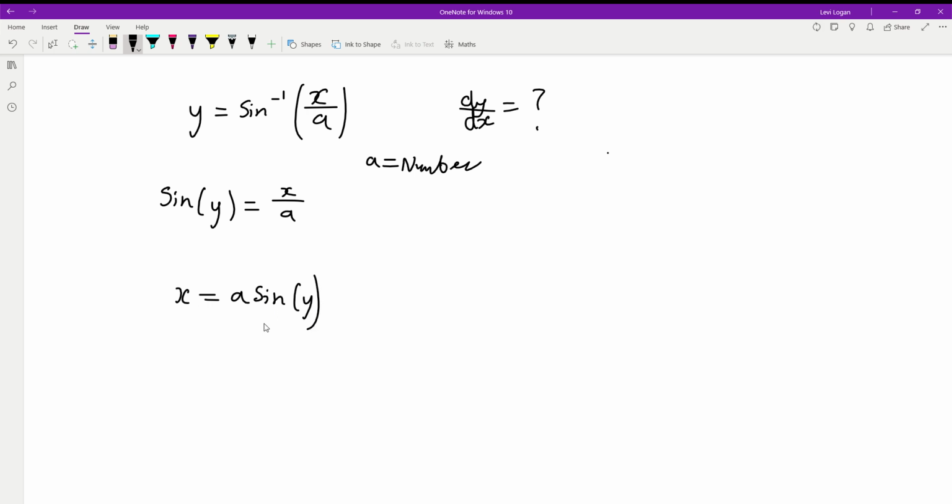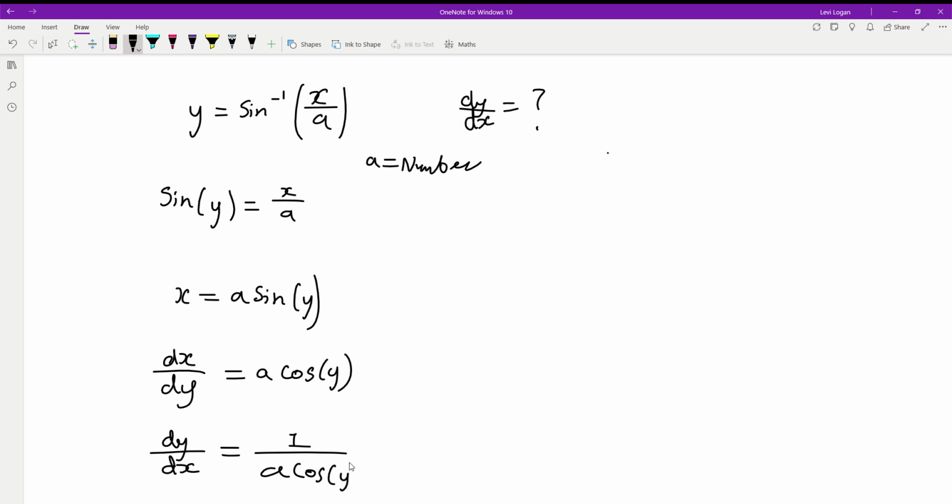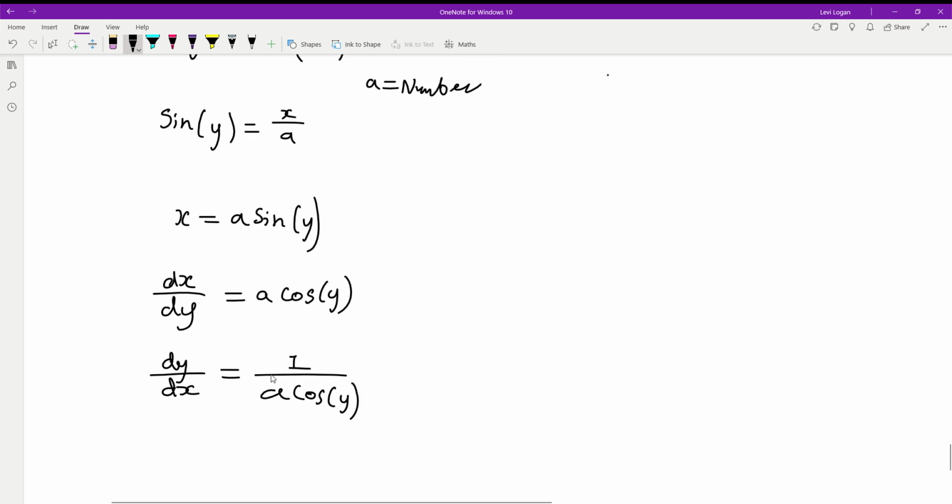Now I can differentiate both sides, but it'll be with respect to y now. So in other words, I'll get dx dy. If I differentiate sine, I know what that is now. That's going to be cos. So I'll have a cos of y. Now I can work out what dy dx is. I can flip the whole thing. So dy on dx is going to be 1 on a cos of y. Now, I don't want to write dy dx in terms of another variable y. I want to write it just in terms of x.